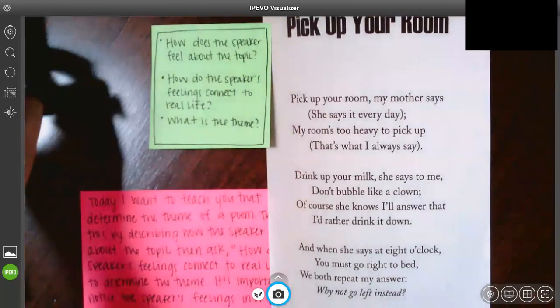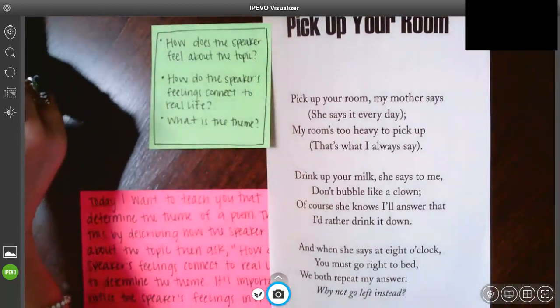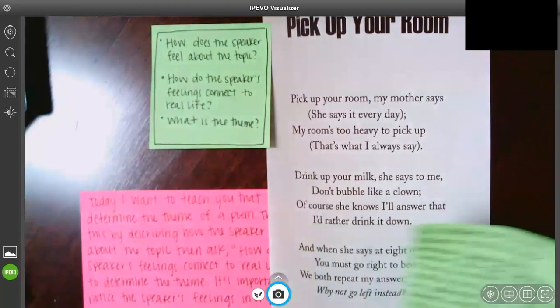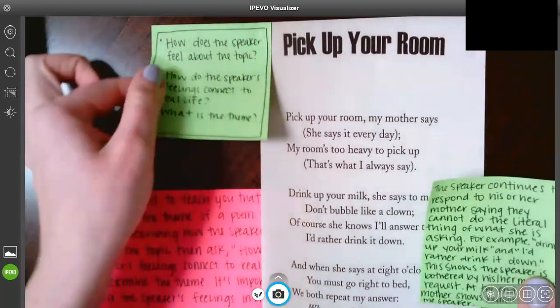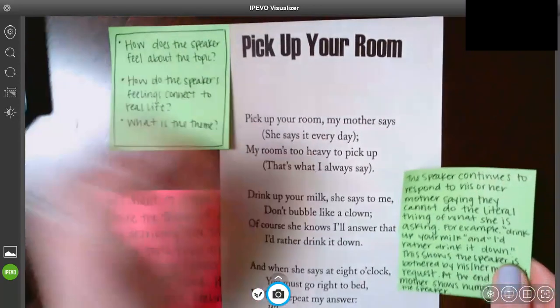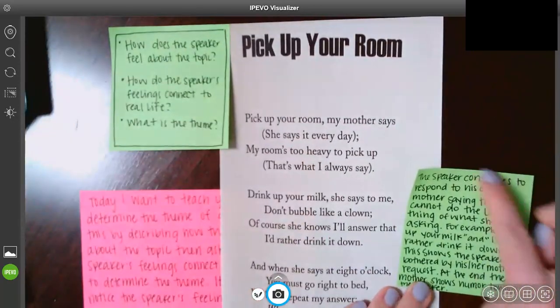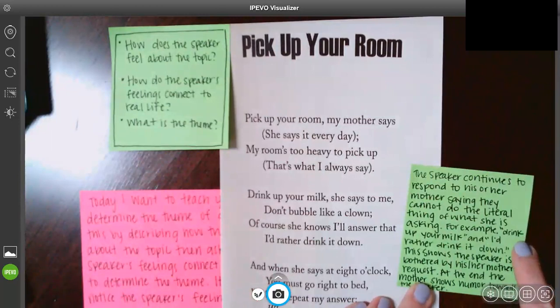So how does the speaker feel about the topic? Well, readers, I'm definitely noticing a pattern here, and the speaker continues to respond to their mother saying that they cannot do the literal things that they're being asked to do. For example, drink up your milk. The speaker says, I would rather drink it down. And this shows that the speaker is bothered by his or her mother's request. And at the end, the mother shows some humor to the speaker.